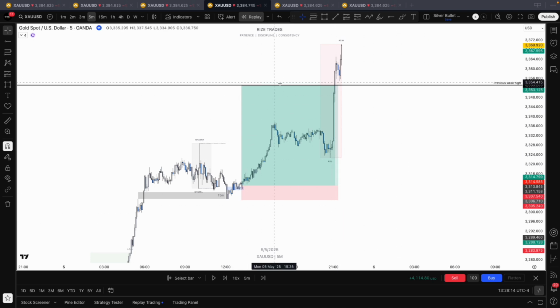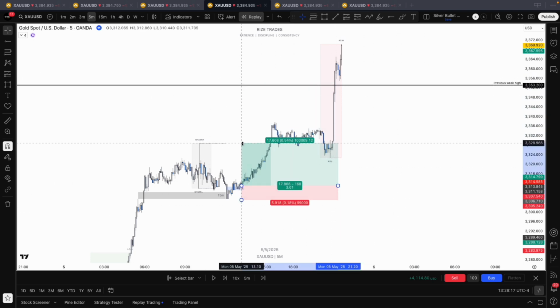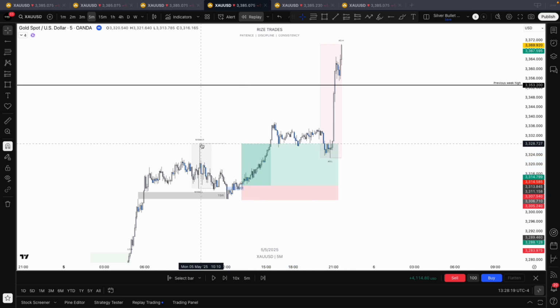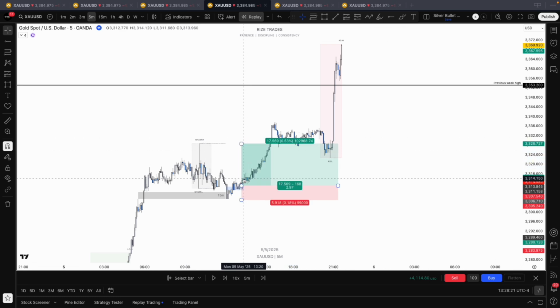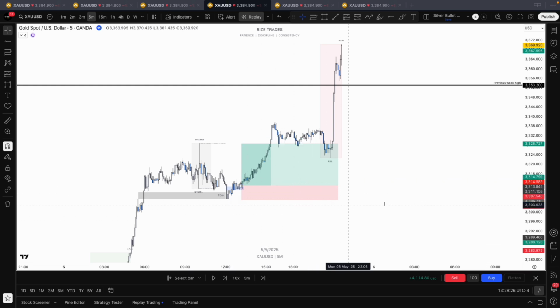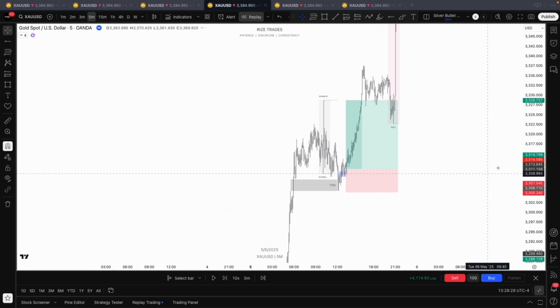Obviously, Asia pushed us into that previous week high. Obviously, you didn't even need to do that. You could have just targeted New York session high for plus 3R in the space of 2 hours. So really clean move. Obviously, trading with trend. Nice Rise Trades continuation model.